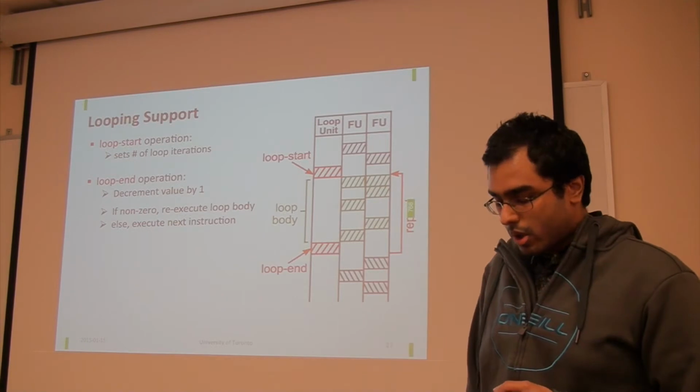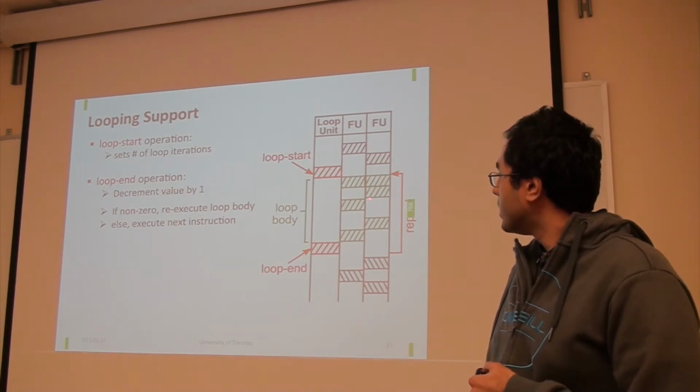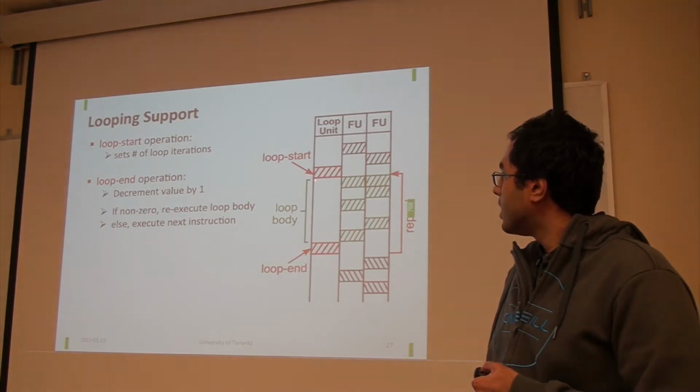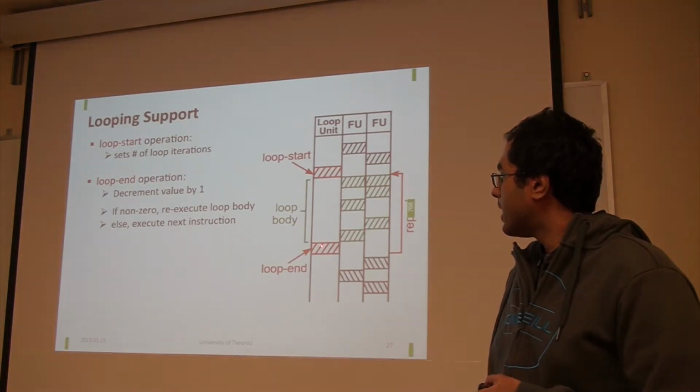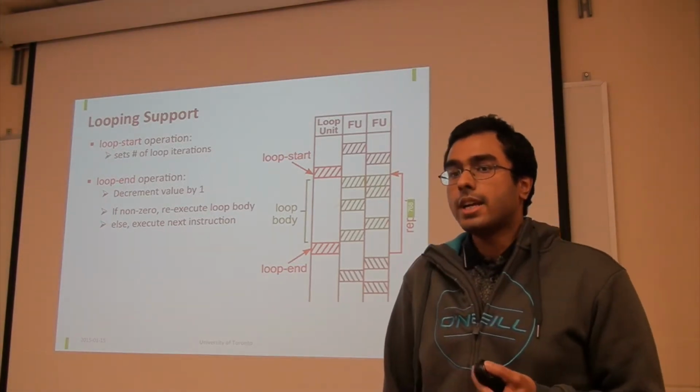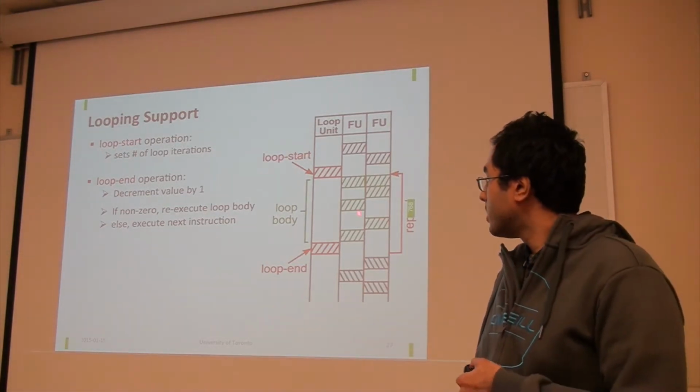To illustrate how it works, this is an example tilt schedule containing a loop. The loop start operation at the beginning of the loop sets the number of loop iterations, and upon reaching the end of the loop, that value is decremented by 1. When that value reaches 0, we exit the loop, otherwise we re-execute the body of the loop.